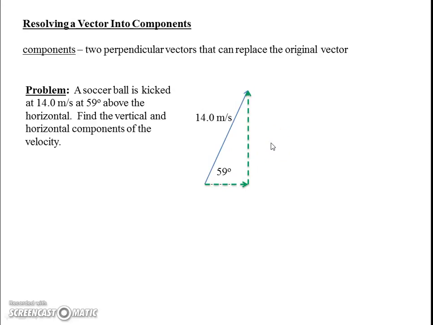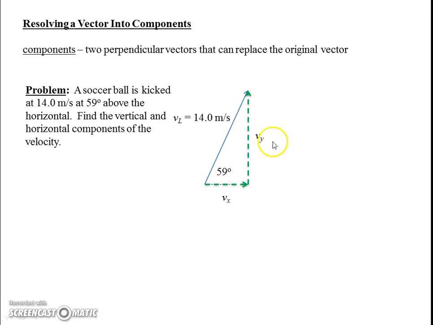I like to draw components as dashed lines. They're sort of imaginary. We're going to take this original vector and break it into two imaginary vectors, one that points strictly horizontal and one that points vertical. And I encourage you to do the same. Notice there are arrowheads on these component vectors, which is important. Here it's pointing to the right and up, which will come into play later on in a problem you might do with this.